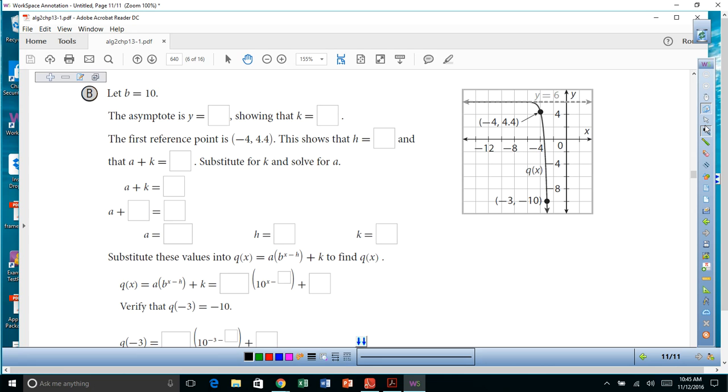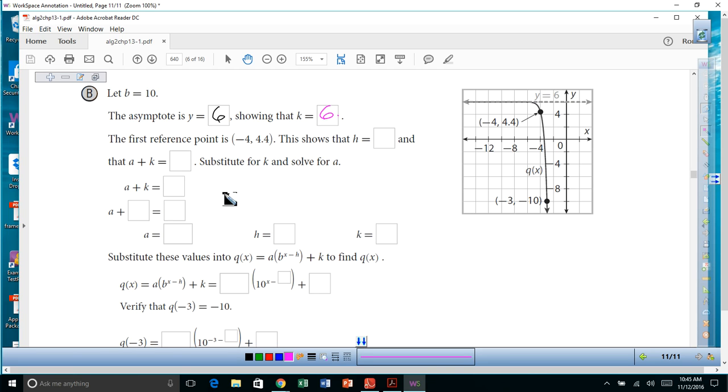So we're gonna let b equal 10. The asymptote is y equals, and you can see, look here on the graph, y equals 6, showing that k equals 6. And let me use pink, I've been using pink. 6. All right. The first reference point is negative 4, 4.4.